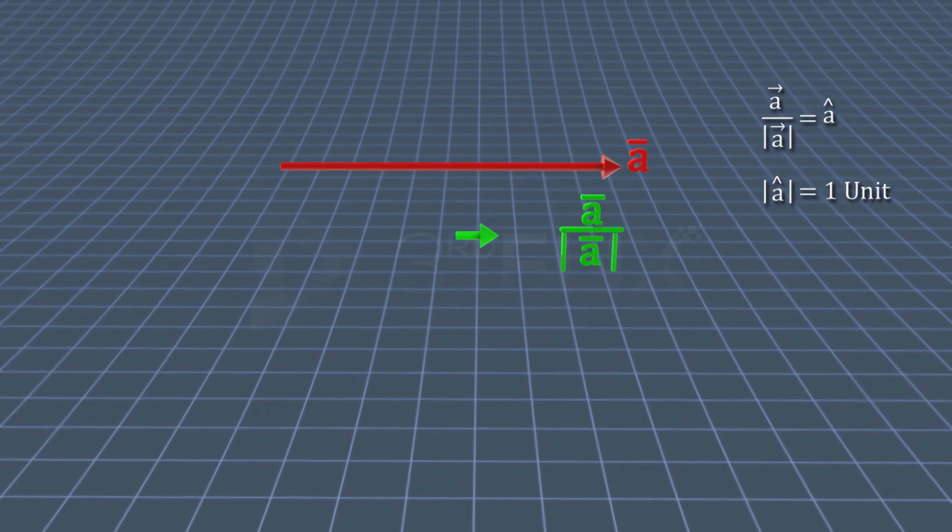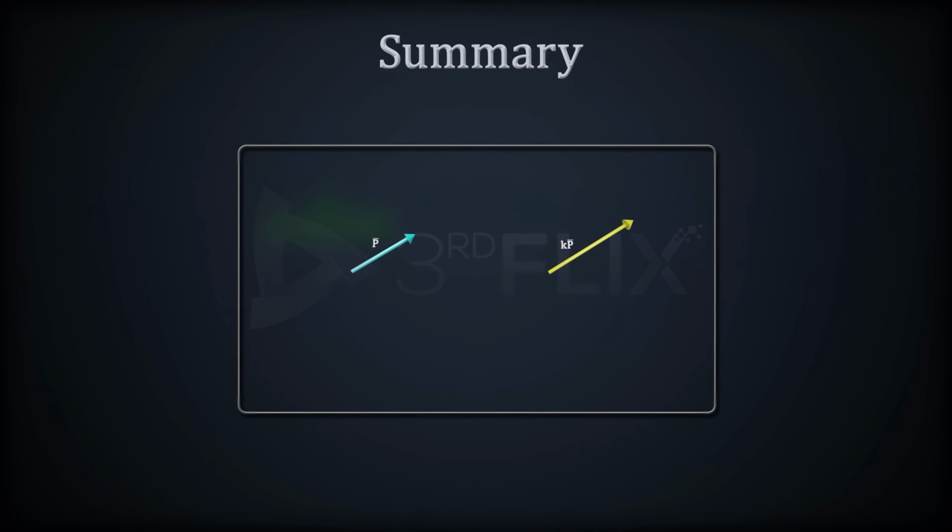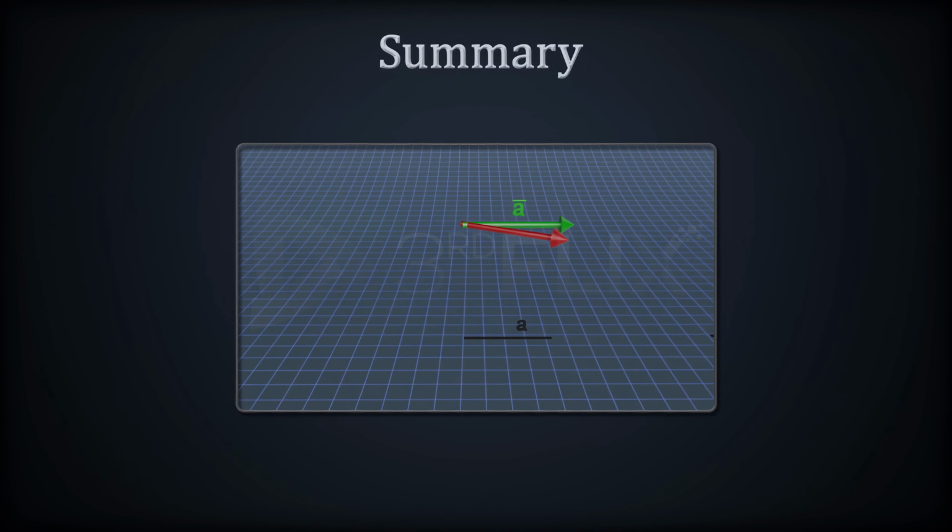Summary: when a vector is multiplied by a positive number, direction of the vector does not change, only its length gets changed. When a vector is multiplied by a negative number, direction of the vector gets reversed.